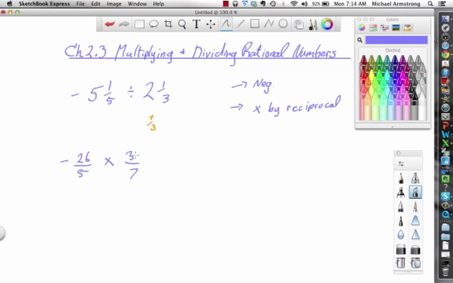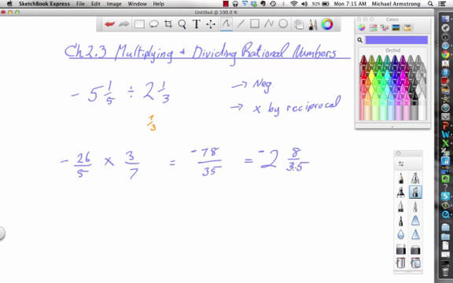Now we might need to use a calculator to figure out what 26 times 3 is. We know that 25 times 3 is 75. So we know that we could probably figure out that's 78. And 5 times 7 is 35. Now we have to remember that when we multiply a negative times a positive, it stays negative. And then we just have to simplify. 35 twice is 70, so 35 is going to go into 78 two times. And we'll have 8 35ths left over.